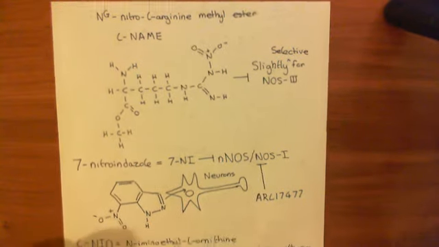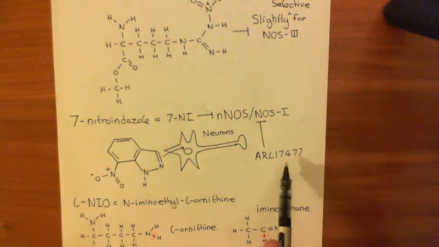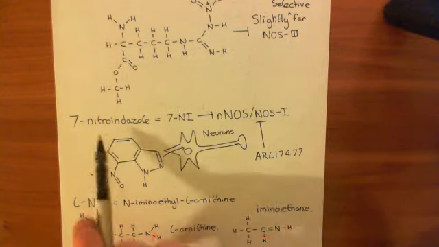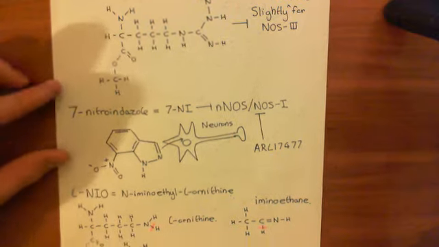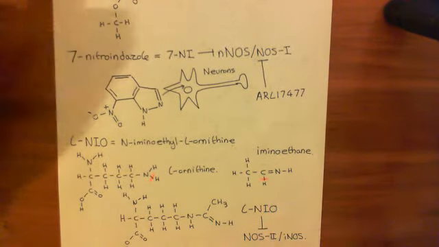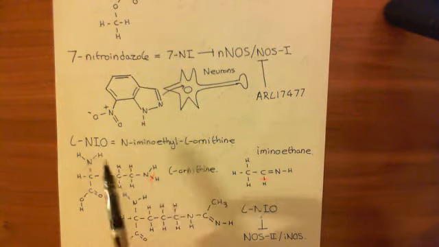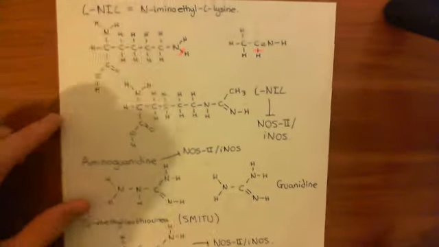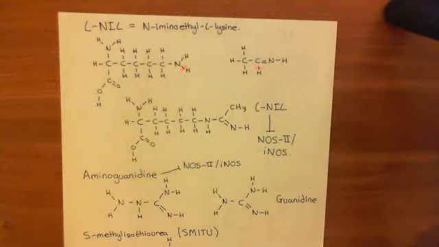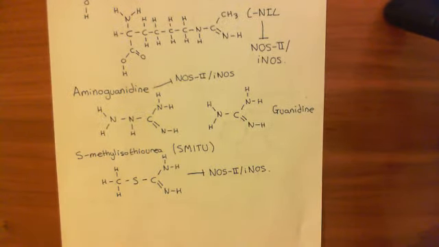We then saw two examples of NOS inhibitors which were selective for nNOS, this ARL17477 and this 7-nitroindazole. Finally, we saw four examples of drugs which were selective for NOS2. Firstly, we saw N-iminoethyl L-ornithine, or L-NIO. We then saw an analogue of that, which was L-NIL, or N-iminoethyl L-lysine. And then finally, we saw amino guanidine and S-methyl isothiourea.